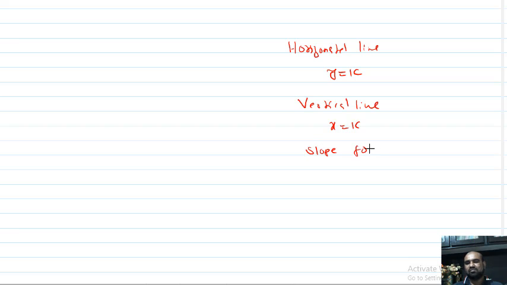So in the second part I started about different types of straight lines. Three types completed: horizontal line, the line of the form y equal to k is a horizontal line; vertical line, all vertical lines of the form x equal to k. Next, slope form of a line, that is y equal to mx. These three things were discussed yesterday.